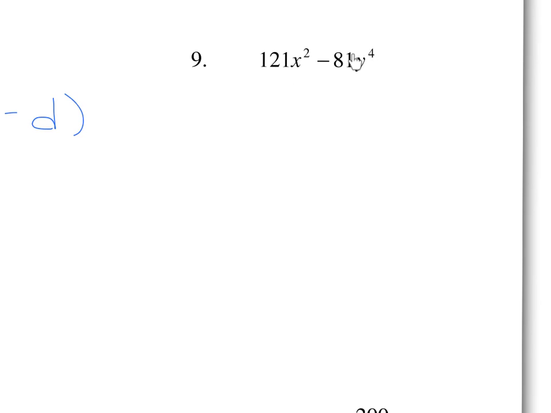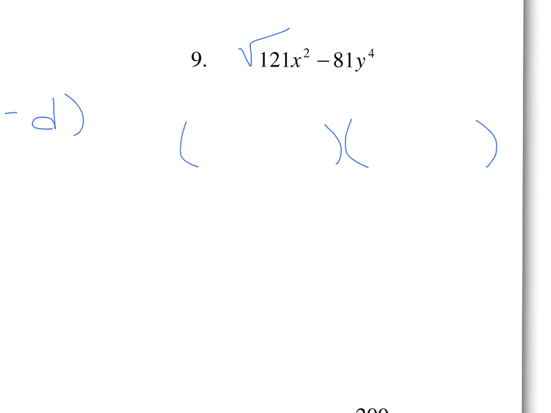84y4 is also a perfect square. We're going to talk about this in Chapter 6, but all of the even numbered exponents are perfect squares. So the 4 is a perfect square, and 81 is a perfect square. So we can factor this.